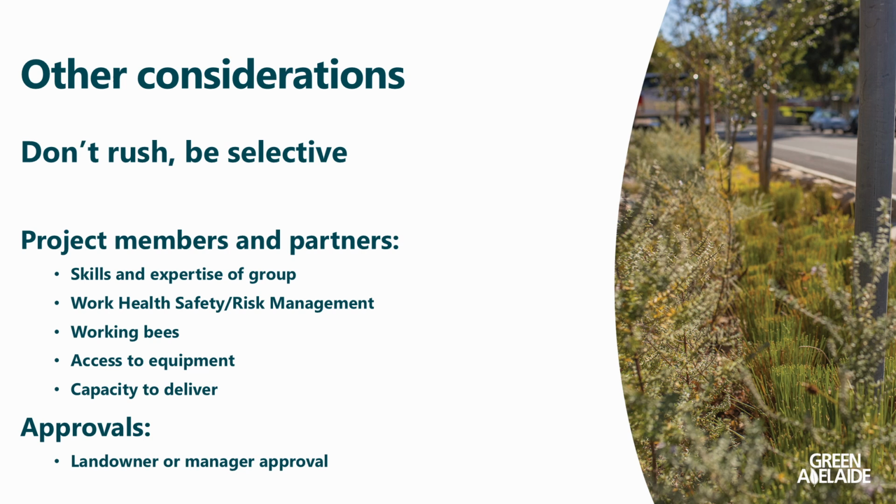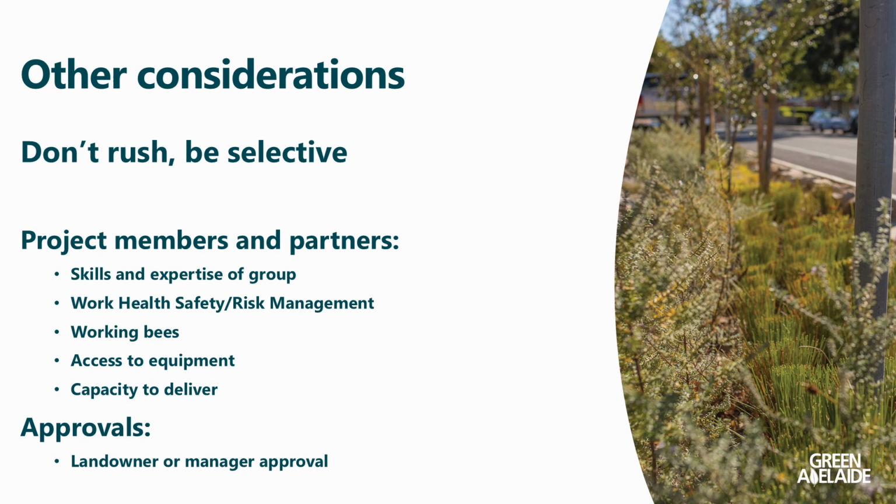So for example, if you're a community group looking to do a project on council land, you'll need approval from the council. You might be working in a national park, therefore you'll need approval from the National Parks and Wildlife team for that particular park. It might be a school, you'll get permission from your principal. So they're just some examples of those approvals.